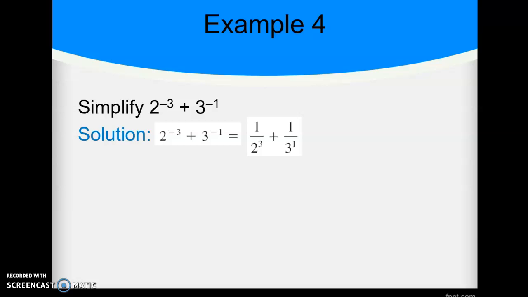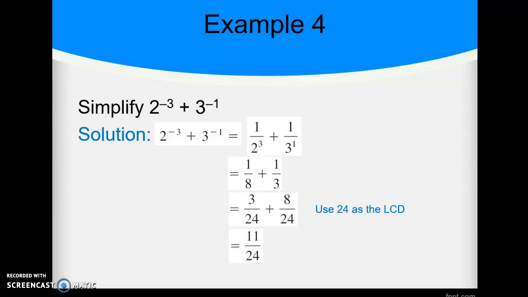Well, 1 over 2 times 2 times 2 is an eighth. And so we're adding an eighth to a third. And now we just need to remember our rules for adding and subtracting. We need common denominators. 8 and 3 both divide into 24. So we have to multiply the top and bottom of the first fraction by 3 and the top and bottom of the second fraction by 8. So we get 3/24 and 8/24. Now they can be added, and our final answer would be 11/24.